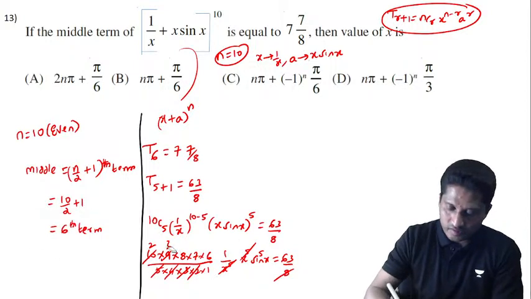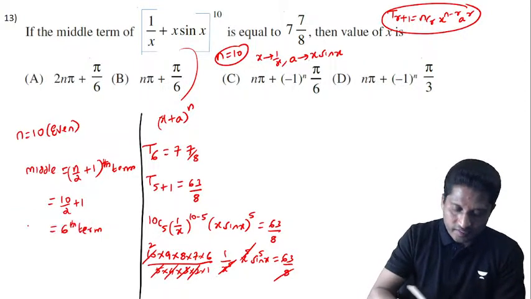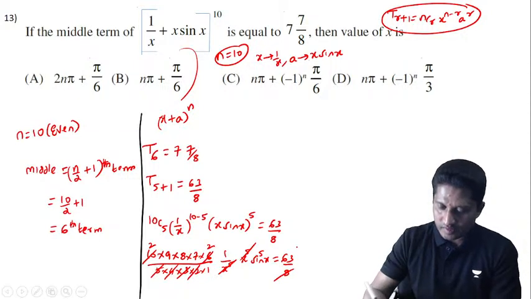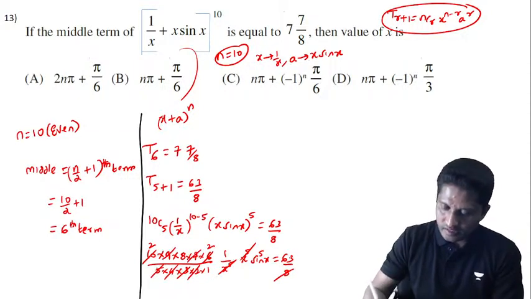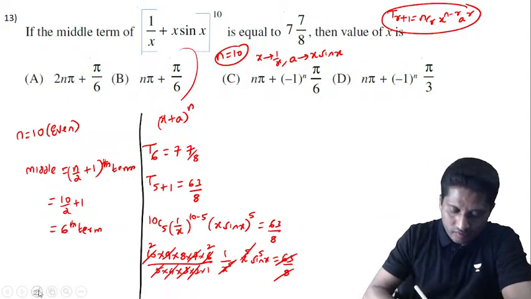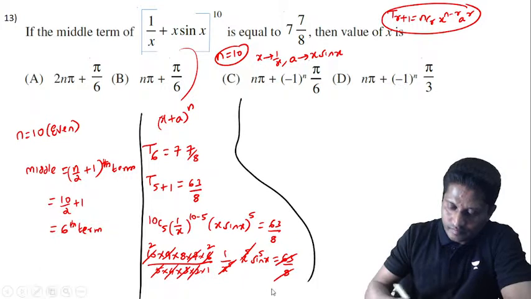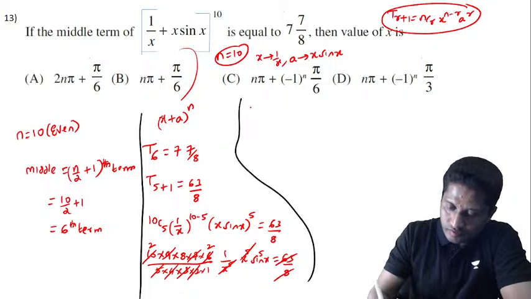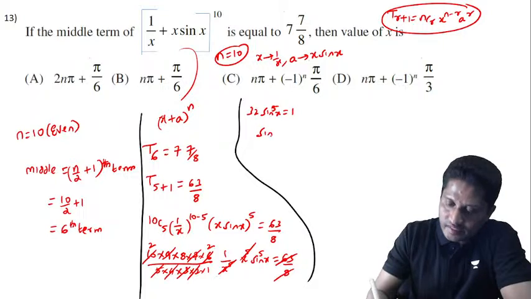So let me not cancel this, so it's easy for me to calculate. 3 will cancel, 5 will cancel with this 2 times. 4 into 2, 8 will cancel. Now 3 is left out. This will cancel with this 2 times. 7 9 63, 63 will cancel with 63. Now if I simplify, 4 8 32, you will get 32 sin to the power of 5x is equal to 1. So sin x to the power of 5 is equal to 1 by 32.